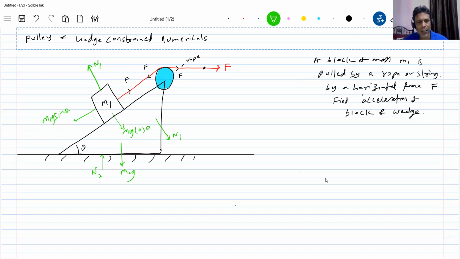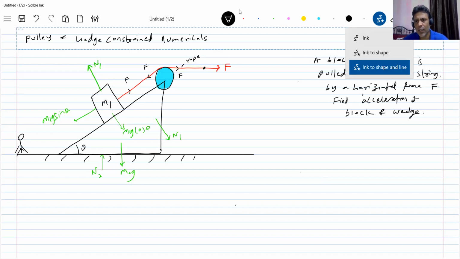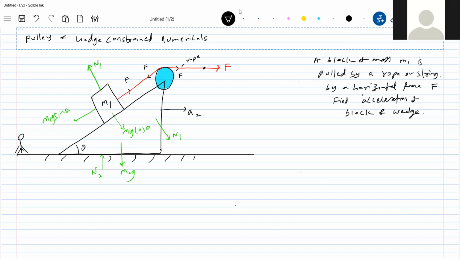Now we'll ask this person standing on the ground how the wedge is moving. What does he say? The wedge moves horizontally. What about the block? He says that the wedge is moving horizontally, so the acceleration of the wedge will be A2 like this. Now what about the acceleration of the block? He is not sure how it will move.